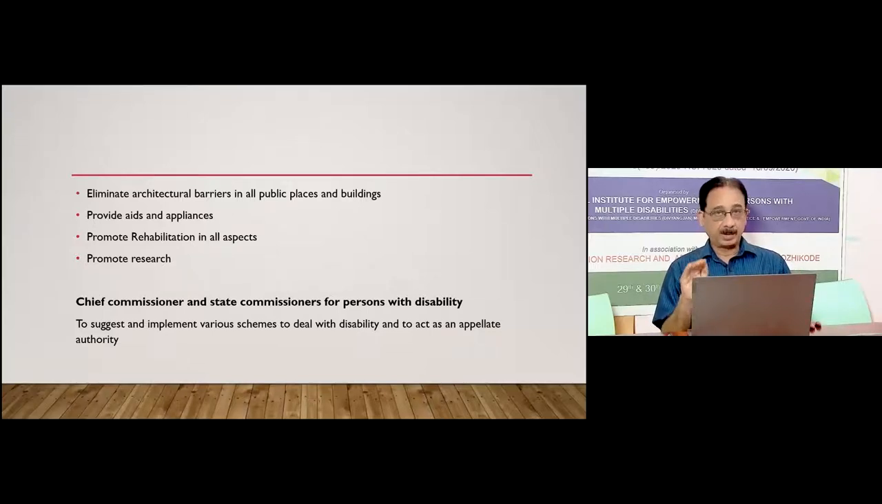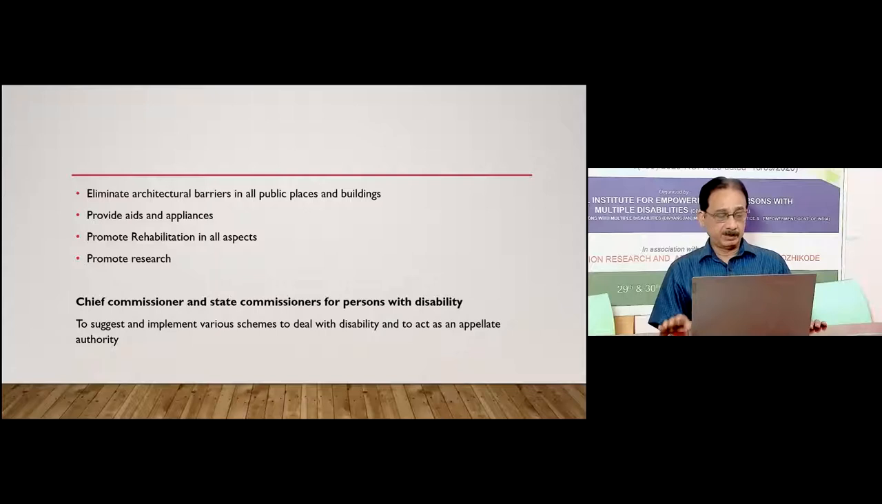There should be ramps or lifts in every public building, including entertainment halls like cinema halls. Wherever an able-bodied man can reach, a disabled person also should be able to reach. So that is the architectural aspect of the PWD Act 1995. It also envisages providing aids and appliances for the needy.